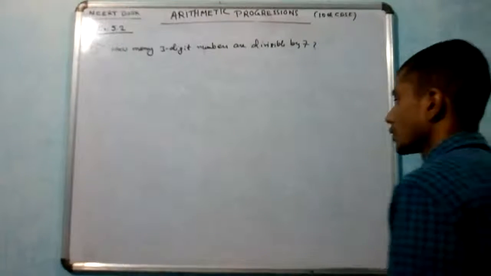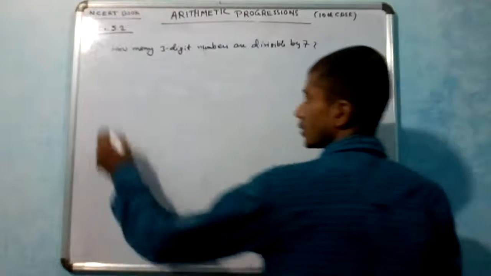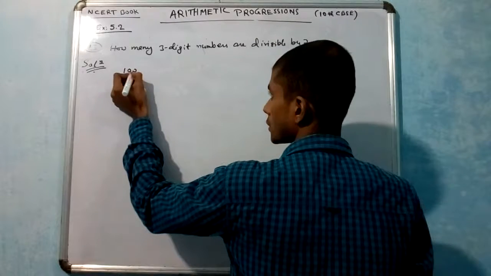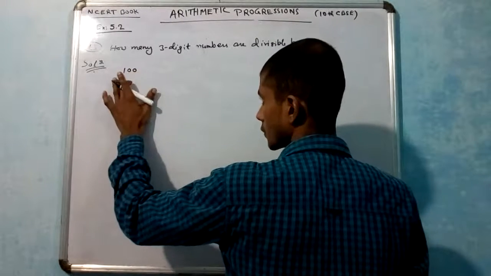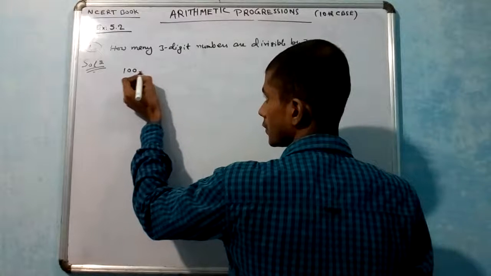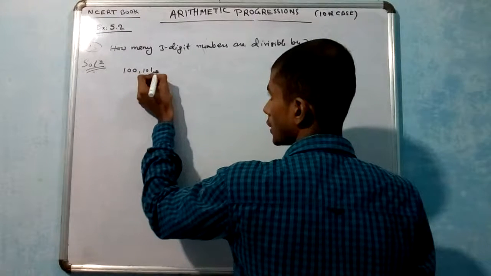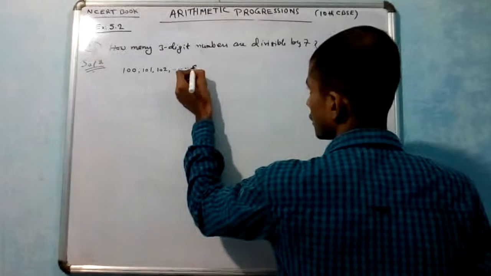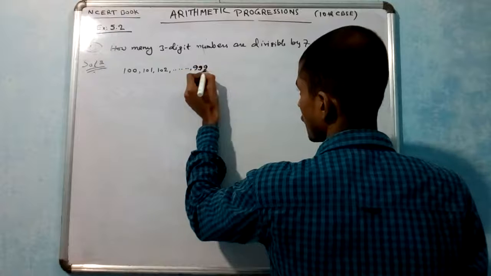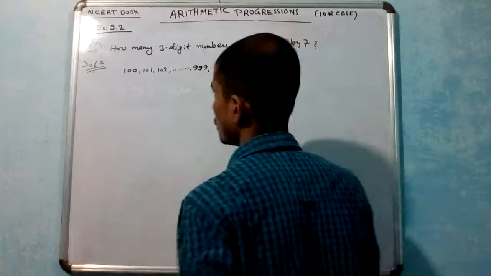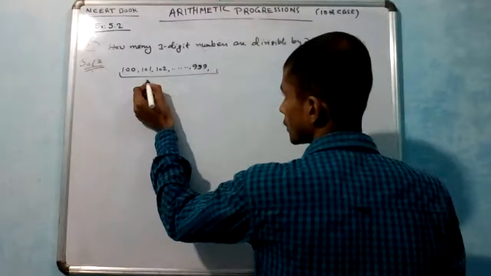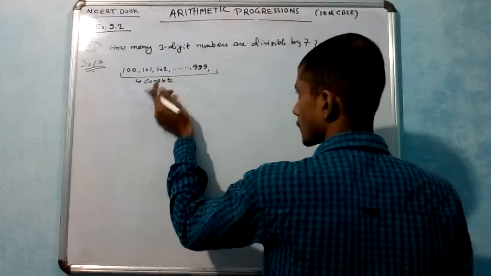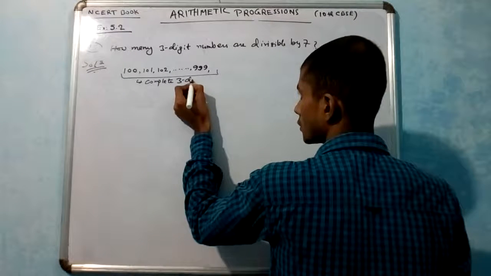So all the 3-digit numbers actually start from? Tell me. All the 3-digit numbers start from 100. Okay. And then 101, then 102, then dot dot dot, 999. After that, if you add 1, it will go to 4-digit numbers, no? So this is the complete set of 3-digit numbers.